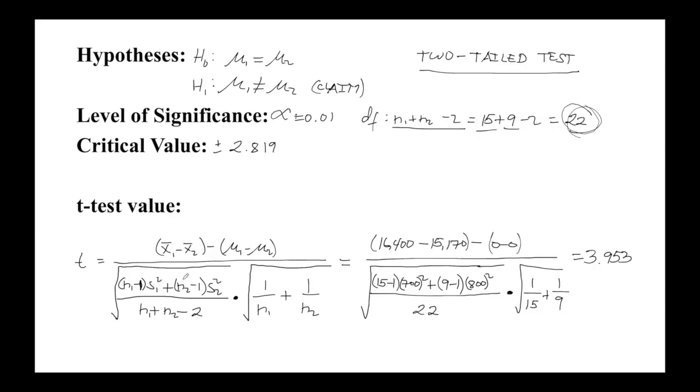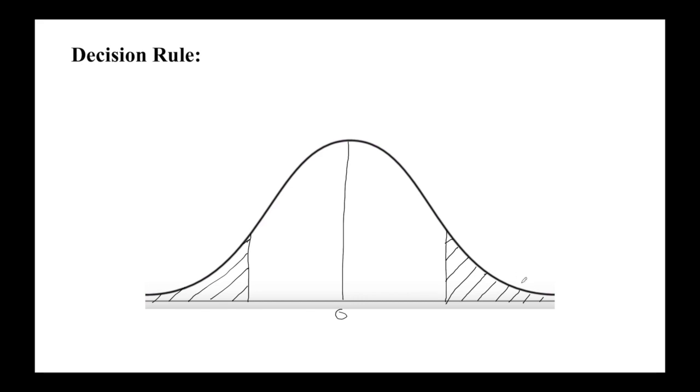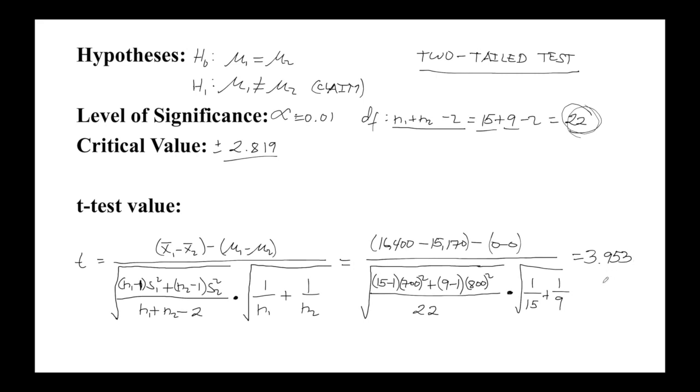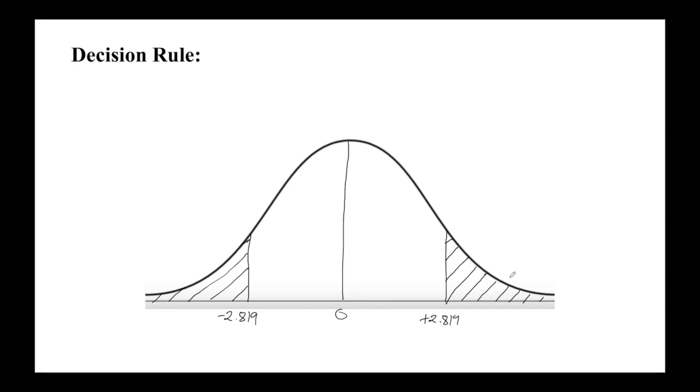Value natin ng critical, 2.819, positive and negative. So, assuming this is the positive 2.819 and the negative 2.819. Okay. Ano naman yung na-compute natin? Sabi natin, we have 3.953. And nasaan si 3.953? On the positive side. More likely, nandito yan.